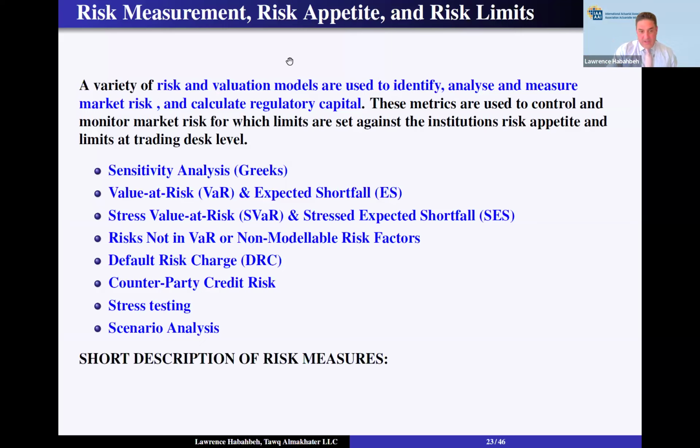Another risk metric is the incremental risk charge and the default risk charge model. The default risk charge model is a model that computes the losses that arise on trading book positions due to two risk factors. The first one is the rating migration.